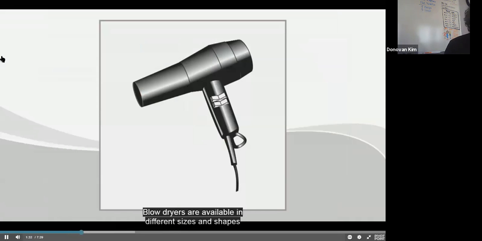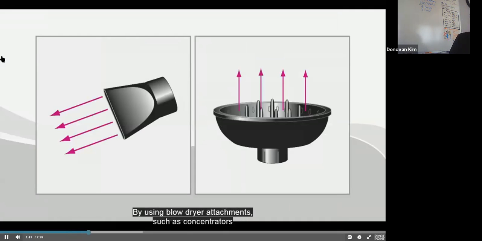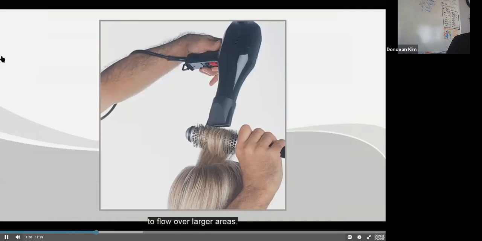Blow dryers are available in different sizes and shapes and wattages, generally from 1000 watts to 1800 watts. By using blow dryer attachments, such as concentrators and diffusers, airflow can be pinpointed or allowed to flow over larger areas. To hold the dryer, loop the electric cord over the wrist. This allows the cord to travel in the same direction as the blow dryer and prevents the cord from hitting the client or trailing on the floor. Refer to your textbook for air forming guidelines.